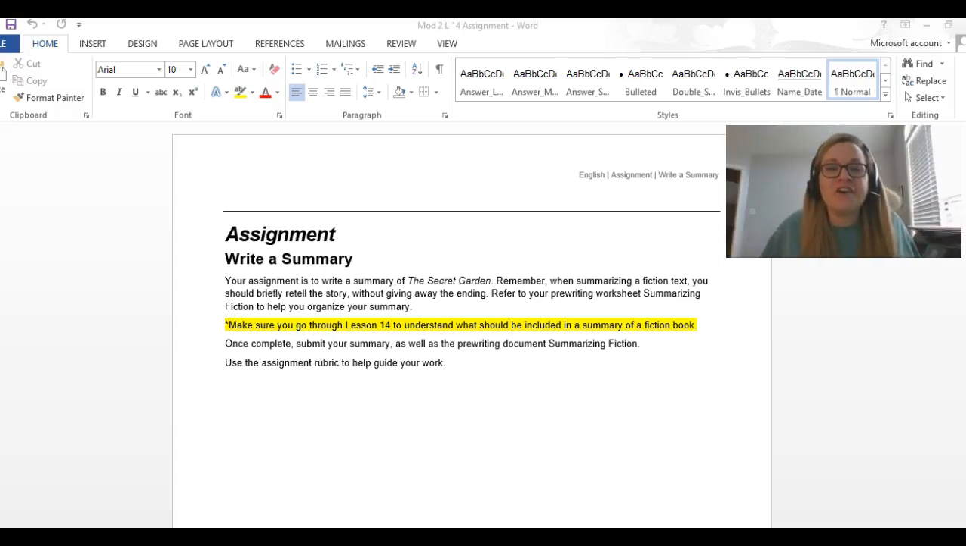Hey everybody, let's go over Module 2, Lesson 14. This is writing a summary of The Secret Garden.